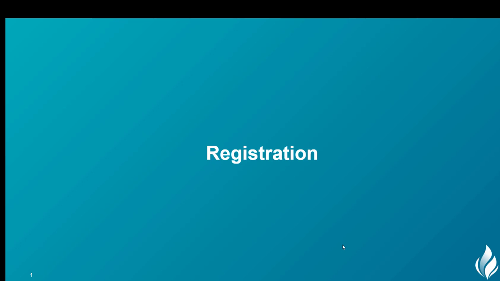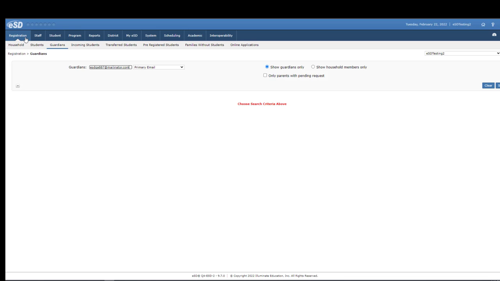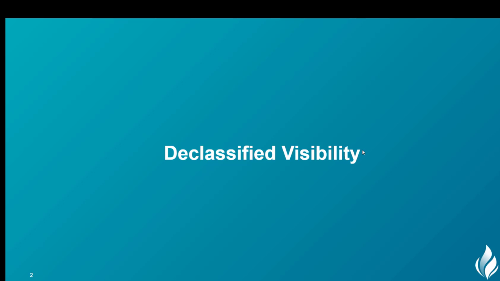The first update is to our search page for Registration Guardians. If you navigate to Registration Guardians, you will now see Primary Email as an available search field for the Guardian page.